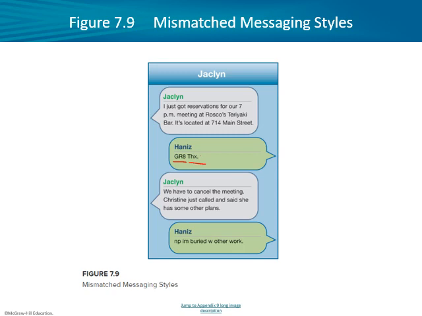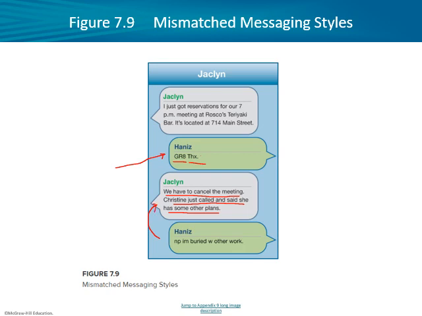Maybe Hanese is signaling here, look, we don't need to be this formal, we can use this more fun way to communicate. That's okay with me. But then Jacqueline writes back, "We have to cancel the meeting. Christine just called and said she has some other plans." So clearly she's not adapting. She doesn't want to adapt.